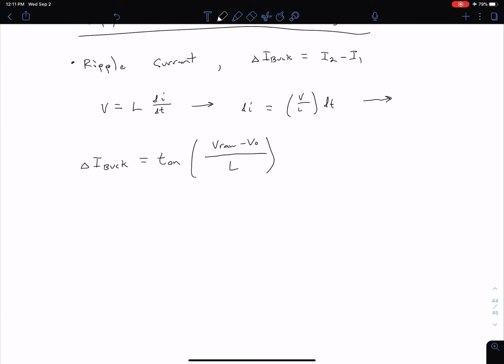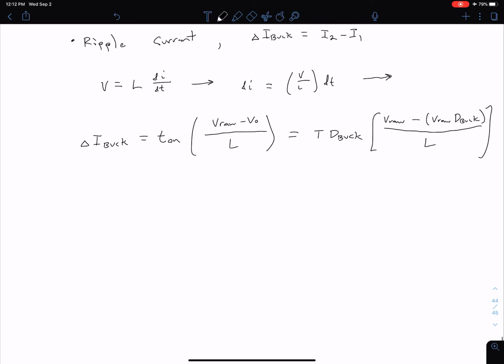Now we can play around with this equation a little bit. Using our definition of d buck, we can change this T on to be T times d buck, so that's our period times our duty cycle ratio. And now we're multiplying this by V raw minus V raw times d buck. I'm using the relationship between our output voltage, our V raw and d buck to substitute there, and we can divide that by L. I'm just playing some games to simplify this a little bit.